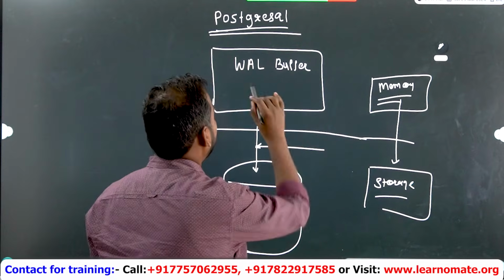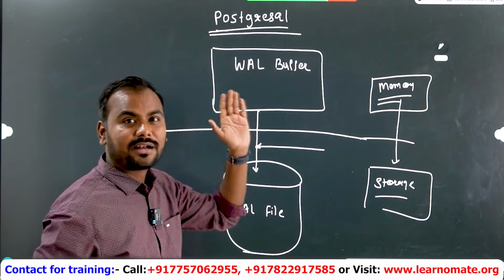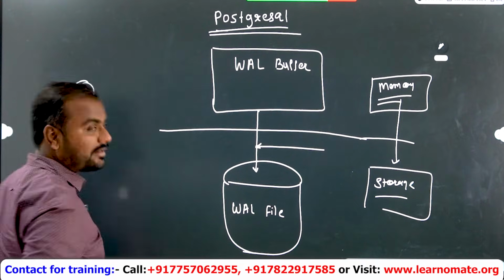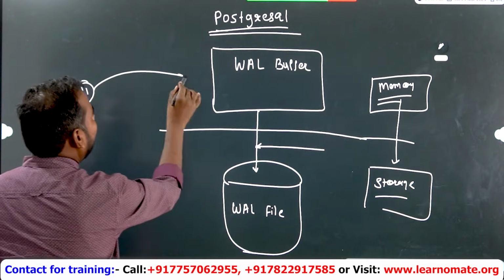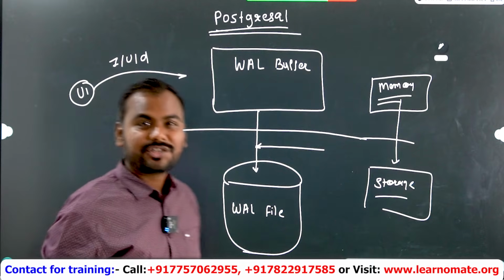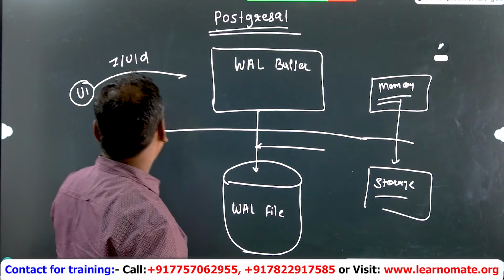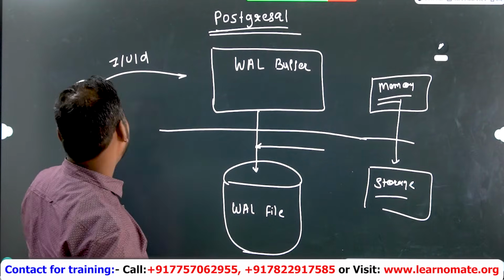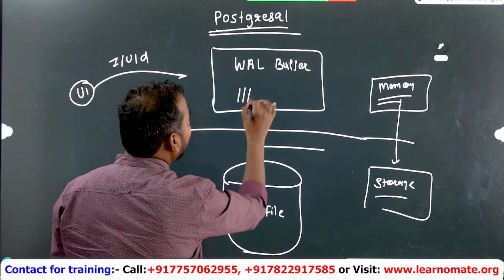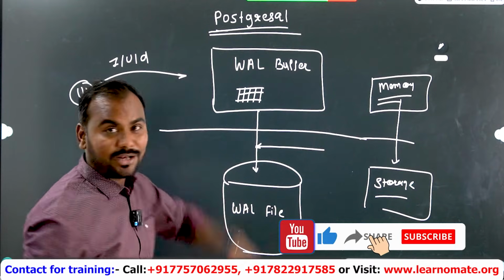Now let us try to understand the concept called WAL, write ahead log. Usually, whenever you are making changes to the database, let's say there is a user who fires a command like insert, update, or delete. So basically he is making changes to the database. That transaction, which is fired by the user, is recorded inside the WAL buffer.